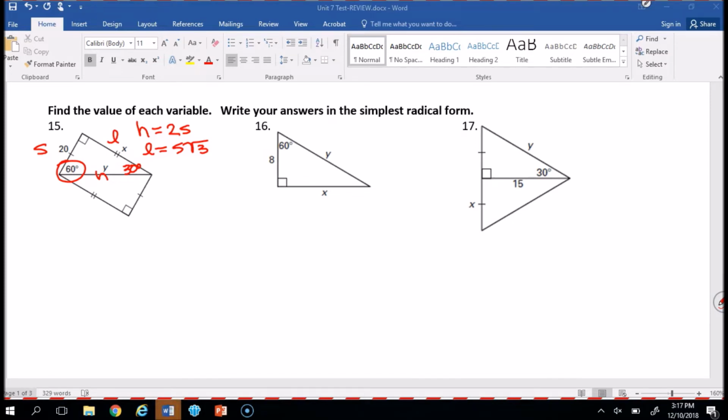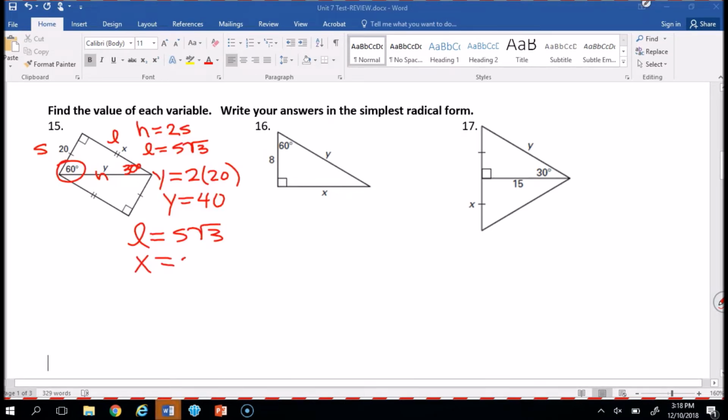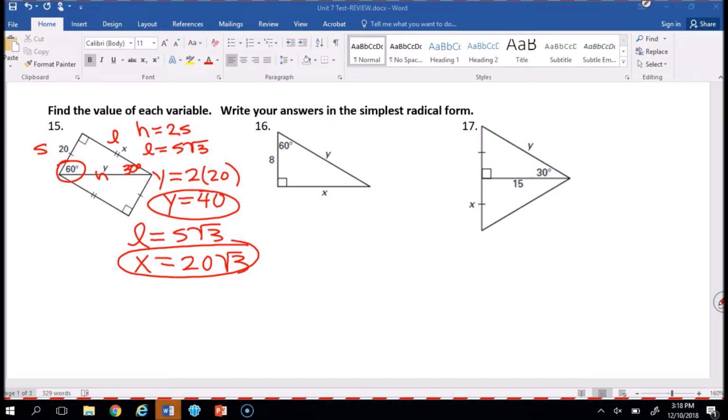So we have the short leg, so we could say the hypotenuse, actually let's go ahead and just put y in here. So y is the hypotenuse, and that's equal to 2 times 20, which is the short leg, so y is equal to 40. Then we have the long leg. The long leg is equal to the short leg times the square root of 3. So again, we're going to look at the long leg. It's x. Our short leg was 20, so that's just 20 times the square root of 3. So there's our x and our y.